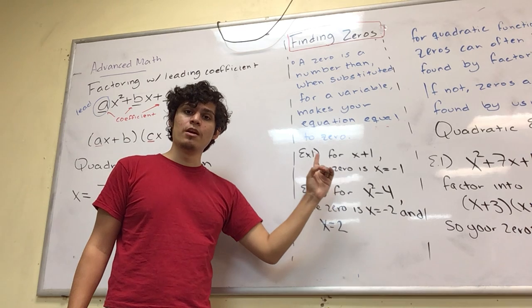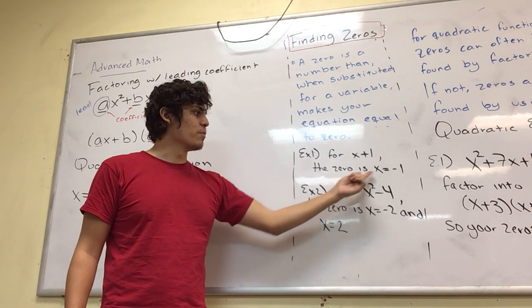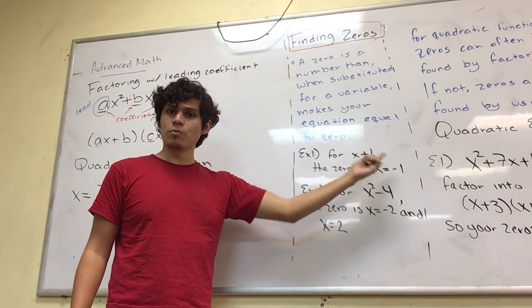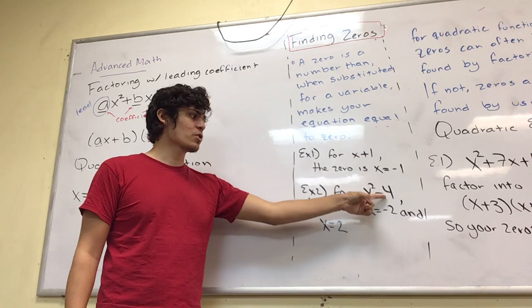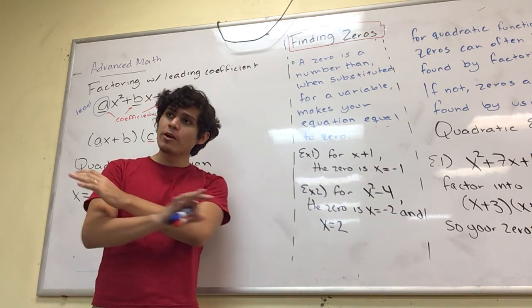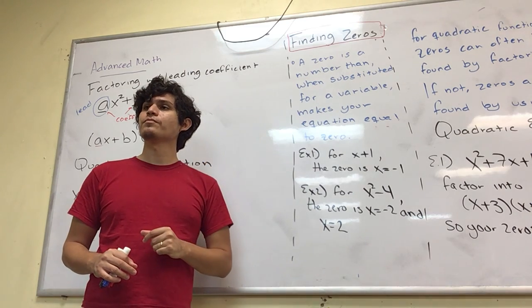In the function x plus 1, the equation x plus 1, if you put a -1, ¿verdad? -1 plus 1, that'll give you 0. Perfect. Jose Eduardo, for x squared minus 4, if I want everything to come out to be 0, what should I put there in the x?